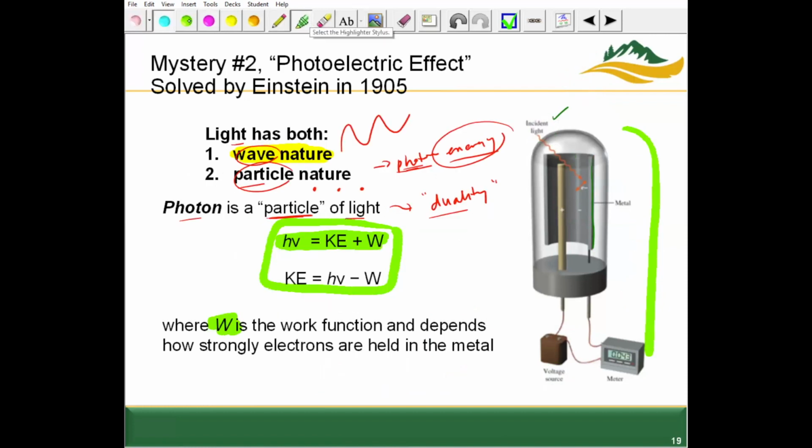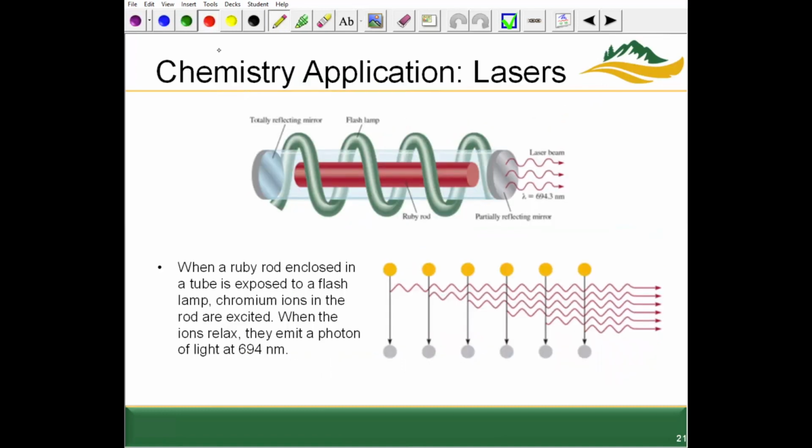So coming back here, this W term is the work function and depends on how strongly the electrons were held on that metal. So we're going to practice with this equation as well. Rearranging this, we can solve for kinetic energy is equal to Planck's constant times the frequency, then minus the work term. And again, the work depends on how tightly or how strongly those electrons were held to the metal before being emitted.